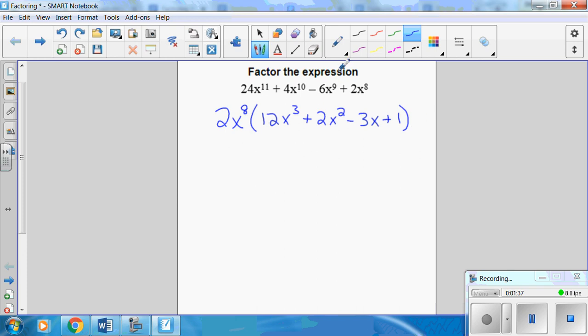And if you check your work, you take this times this. This is when you add the exponents and multiply the coefficients. You would get that. Multiply this here. 2 times 2 is 4. And then x to the 8th and x to the second is x to the 10th. This times this. 2 times negative 3 is negative 6. X to the 8th and x multiplied together is x to the 9th. And then 2x to the 8th times 1 is 2x to the 8th. So we have that term as well.